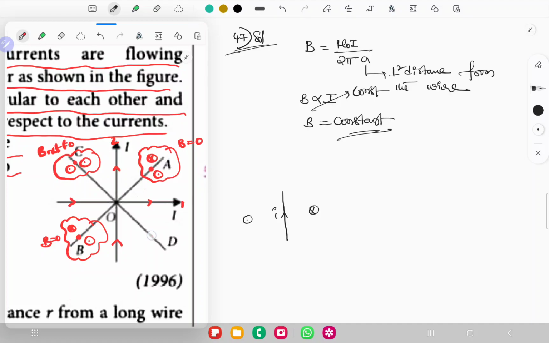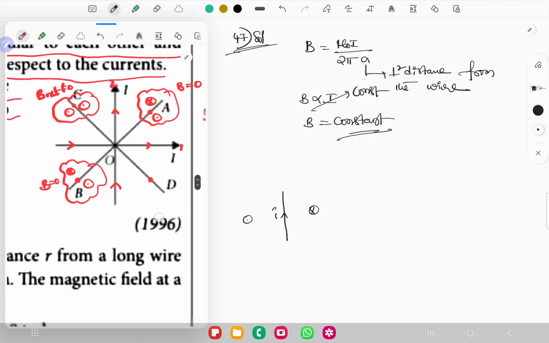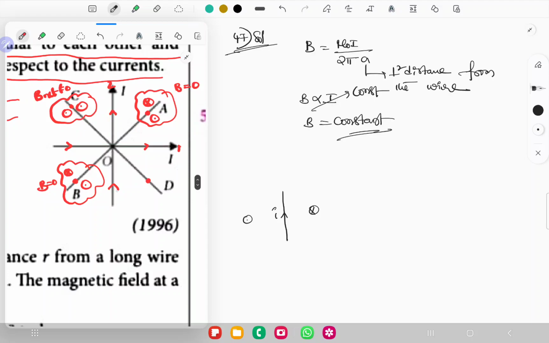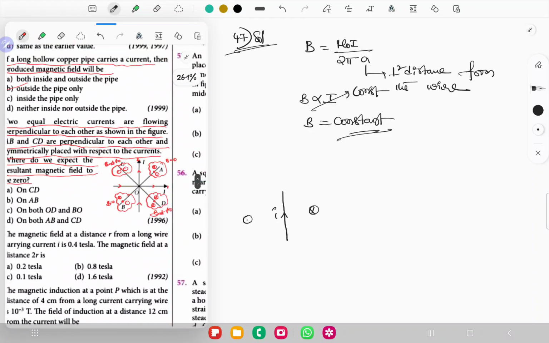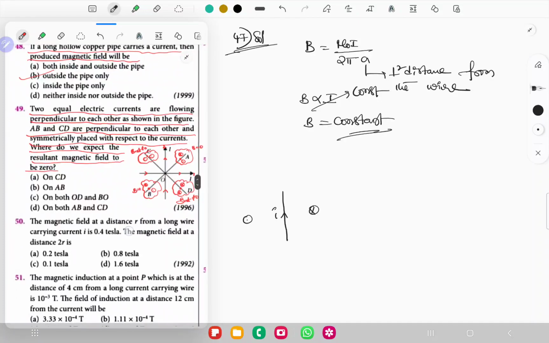Similarly, consider a point on D. For conductor 2, it's on the right side. For conductor 1, it is also on its right side. So the magnetic field is into the board, in the same direction. So B net is not equal to 0. The only possibility that we have is OB and OA.